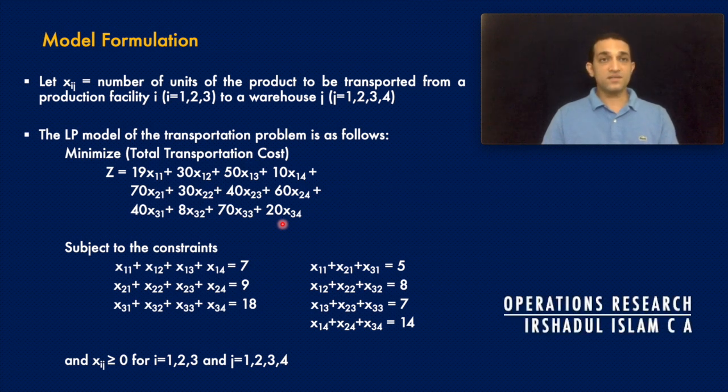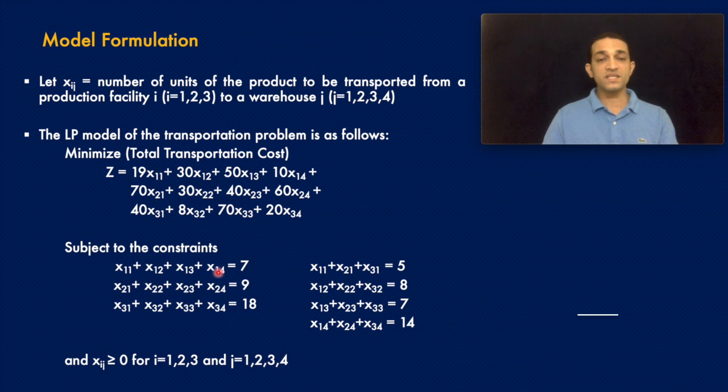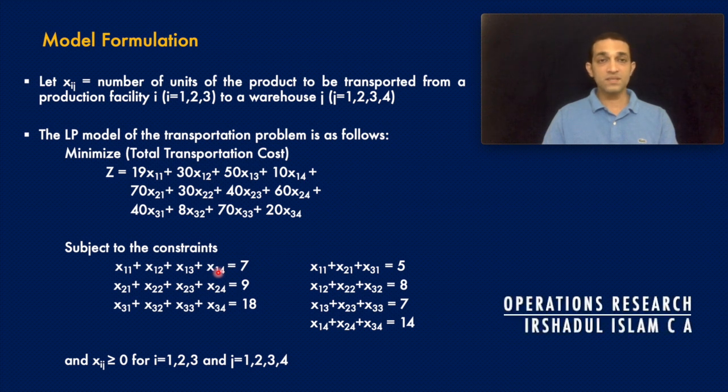Subject to the constraints, supply constraints are there, demand constraints are there. By taking this into consideration, we will get x11 plus x12 plus x13 plus x14, the supply constraint, is equal to 7. Similarly, x21 plus x22 plus x23 plus x24 equal to 9. x31 plus x32 plus x33 plus x34 equal to 18.